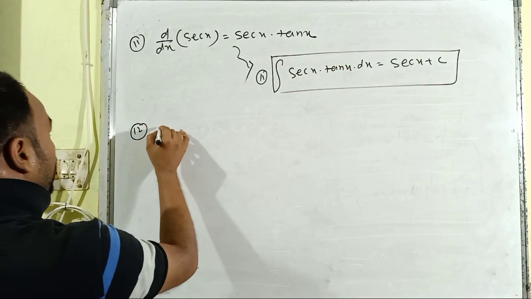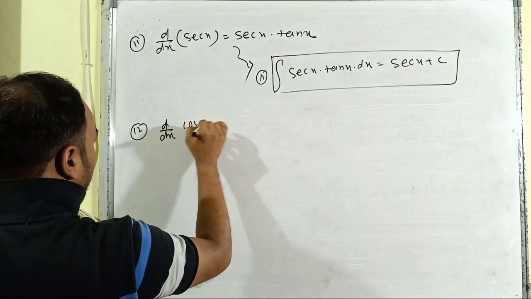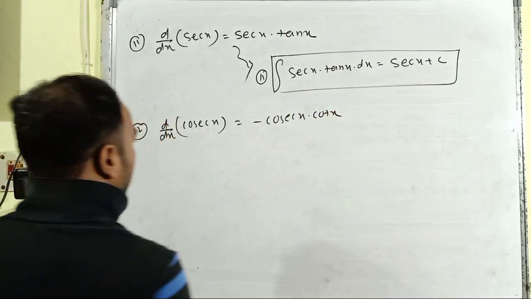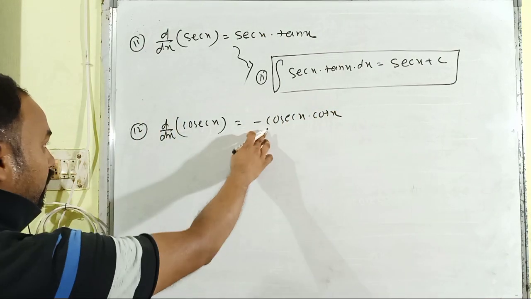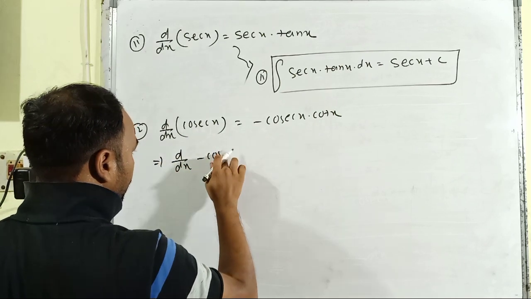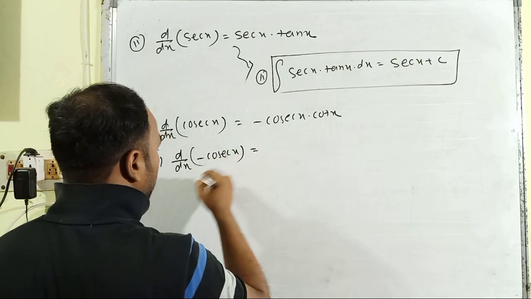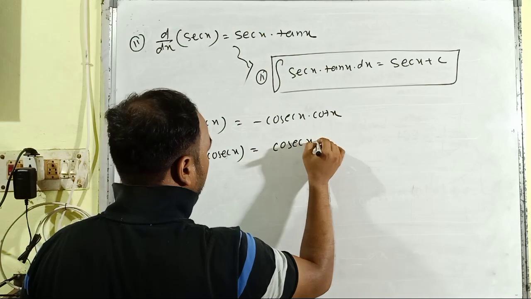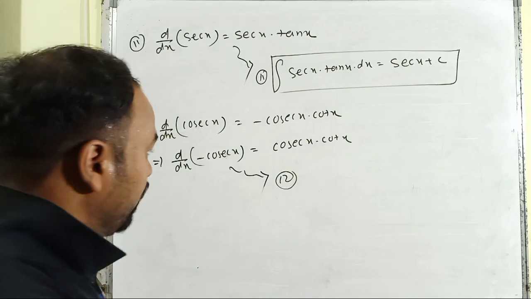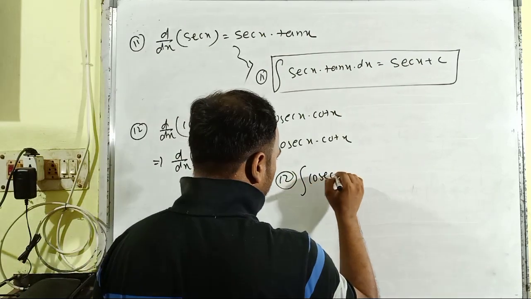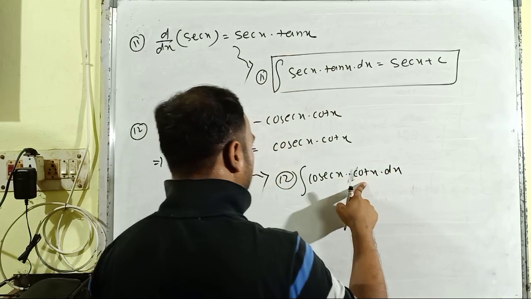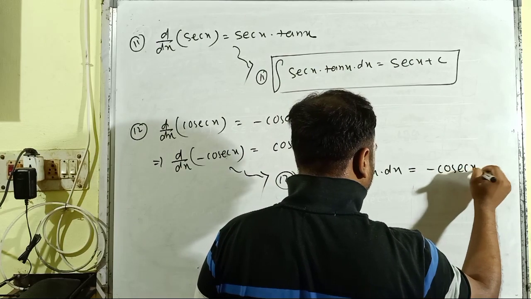Then moving towards the differentiation of cosec x, and it is minus cosec x into cot x, but we cannot put the negative sign here, so let us shift this. Differentiation of minus cosec x with respect to x, it is cosec x multiplied with cot x. So reversing it, we can have integral of cosec x multiplied with cot x and its integral with respect to x, it is minus cosec x plus c.